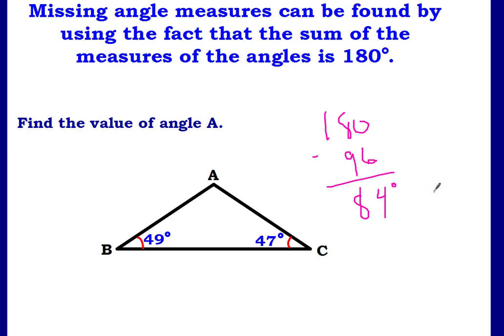Now we are talking about the measures of angles. They are in degrees. So if I just put down an 84, that would be incorrect. I need to make sure that I have that degree symbol.